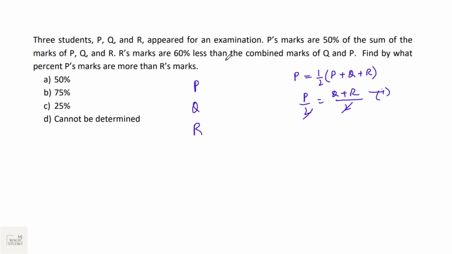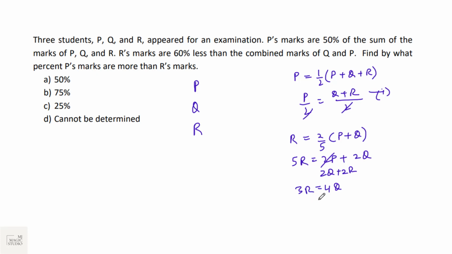R's marks are 60% less than the combined marks of Q and P. R is 60% less, that means 40% of P and Q. So 5R is 2P plus 2Q. P is Q plus R. So if I put here P as Q plus R, this will be 2Q plus 2R. 3R is equal to 4Q.